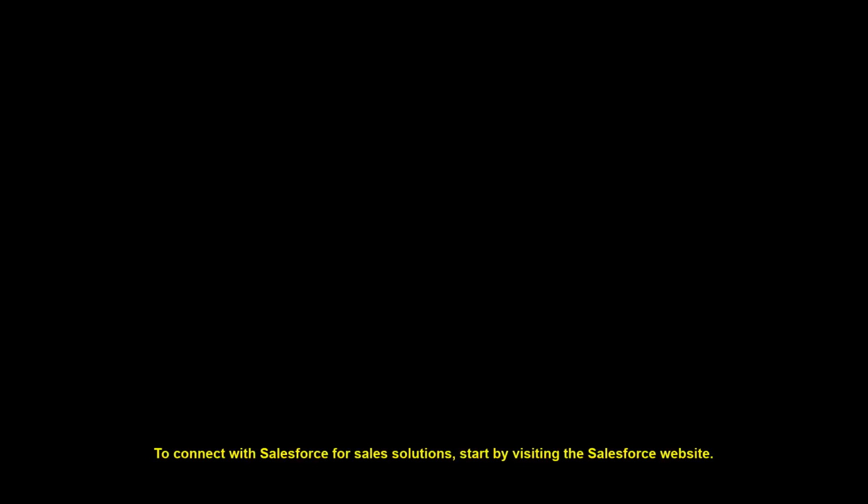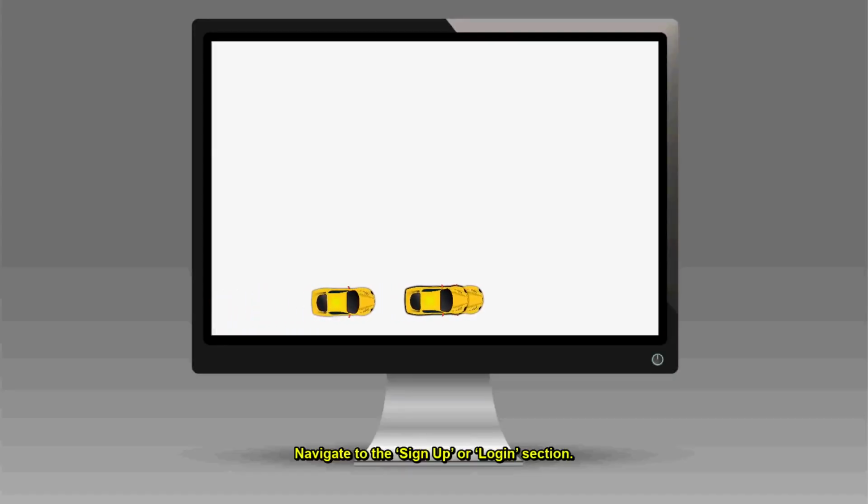To connect with Salesforce for sales solutions, start by visiting the Salesforce website. Navigate to the sign up or login section. If you don't have an account, create one by following the on-screen instructions. Once logged in, access the Salesforce dashboard. Familiarize yourself with the layout of the dashboard to understand available features.